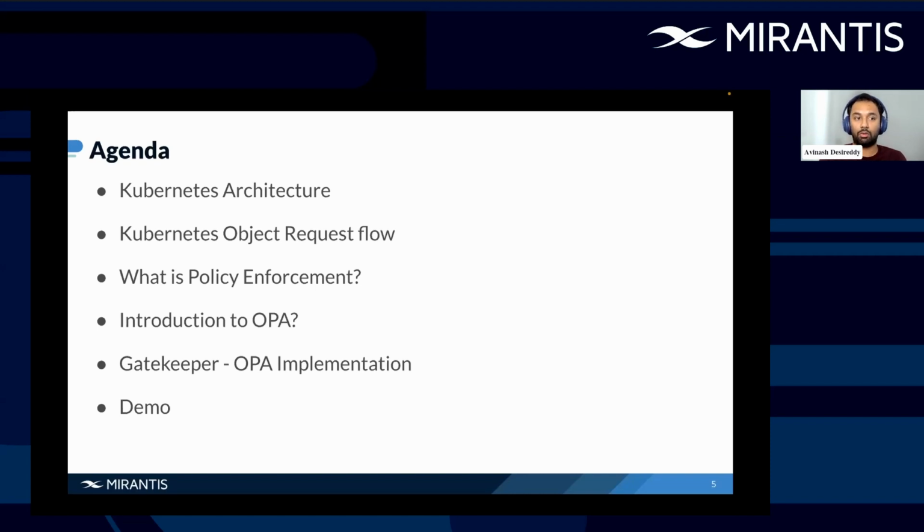From there, we'll talk about what policy enforcement is, and then we'll talk about an introduction to OPA, Open Policy Agent, and why it is important. And then we'll talk about Gatekeeper, which is an OPA implementation specifically designed for Kubernetes. And then there is a demo at the end where we will be installing Gatekeeper on a Kubernetes cluster and then applying some policies and seeing how they run.